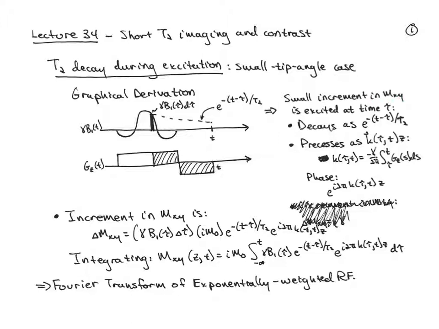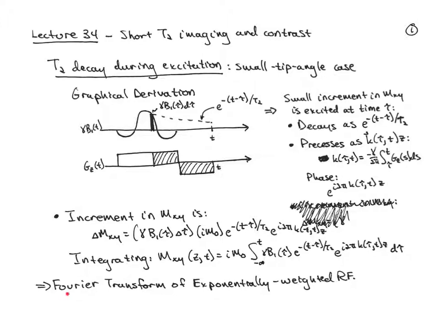So we have a small increment in Mxy that is excited at time tau. It decays with rate 1 over T2 up to the time t, and it also precesses according to the remaining gradient area up to that time t. And so the phase that it accrues is equal to e to the i 2 pi k(tau, t) times z. Okay, so the overall incremental Mxy is given by this expression, right? Multiplying all these terms together. And we can integrate this then through the entire RF pulse up to this time point t and obtain this expression. So this is the same thing but just integrated over the entire time duration.